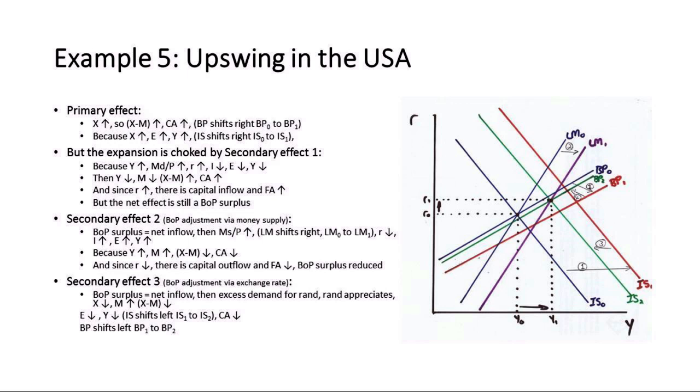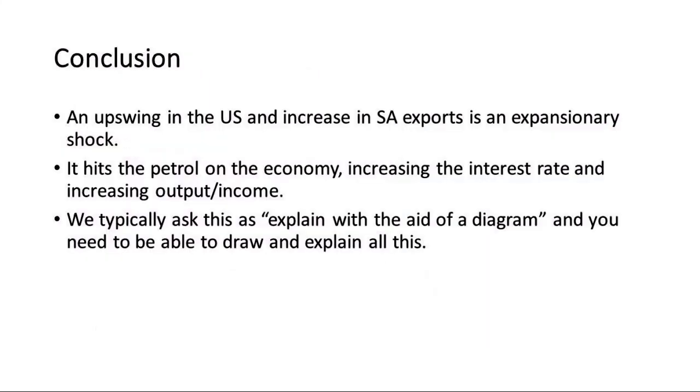The net effect of this new equilibrium is an increase in income, but also an increase in interest rates. So this upswing in the US economy caused the South African economy to grow, but also pushed up our interest rates by a bit. So this is an external shock that occurs, this upswing of the US economy causing our exports to increase, but it's expansionary. So the end result is the higher income and the higher interest rate.